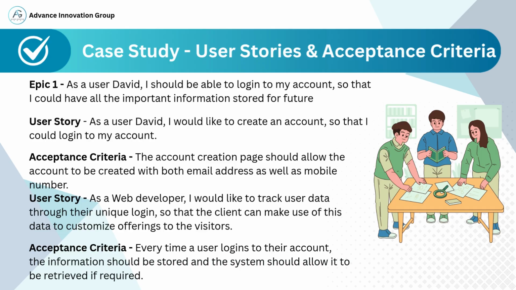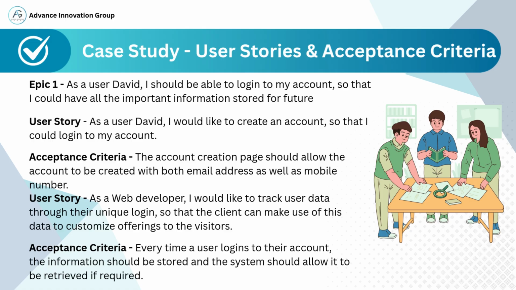David, a user, wants to log into his account to save important information for future use. This epic is further broken down into two actionable user stories. 1. The first user story focuses on account creation. David wants to be able to create an account so he can later log in. The acceptance criterion here is clear. The system must allow account creation via both email and mobile number. This ensures flexibility for users.